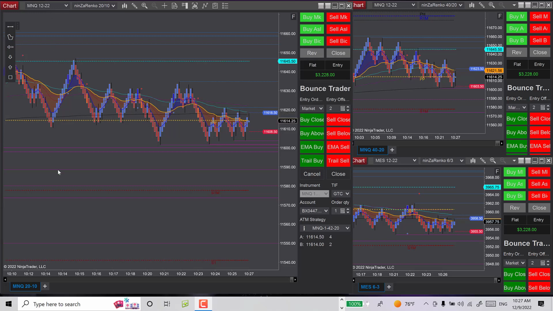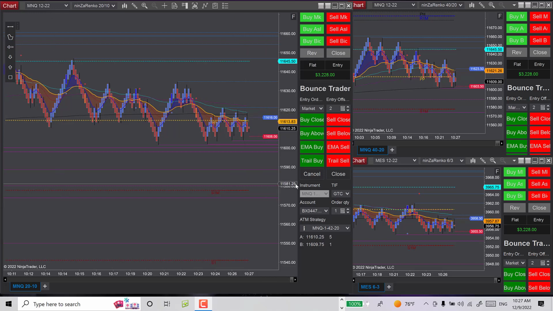Hello traders, I want to record a short video of how I trade the bounce method. So I'm looking for a bounce from this gold line, 34 EMA, bounce or rejection. I have a bounce trader.